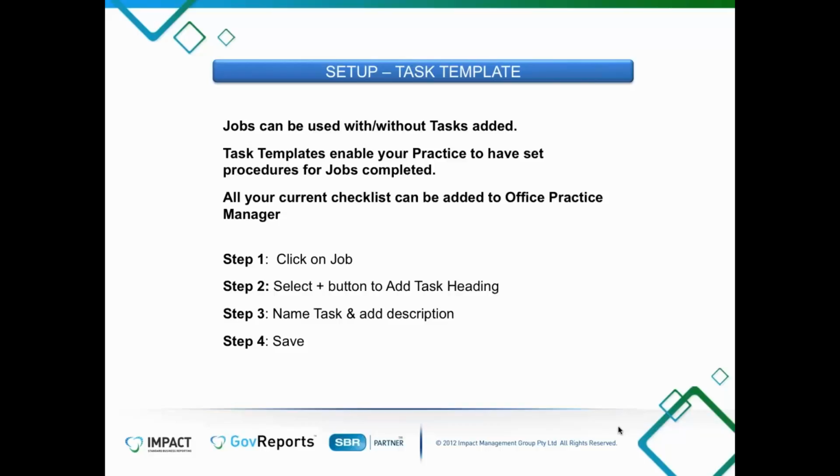The task templates enable your practice to have set procedures for the job completed. And then the checklist is all the little things within that template. So you click on the job that you've already got, then select the plus button to add the task heading, and then you name the task, add the description and save. Again, you could do all this at once, but I'm just going to do it separately to give you an idea.